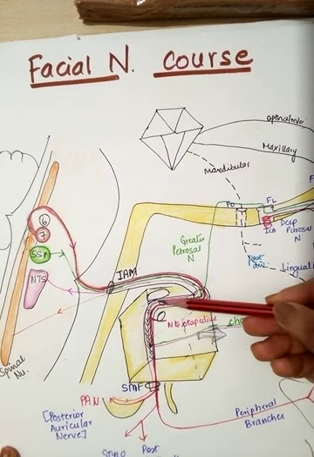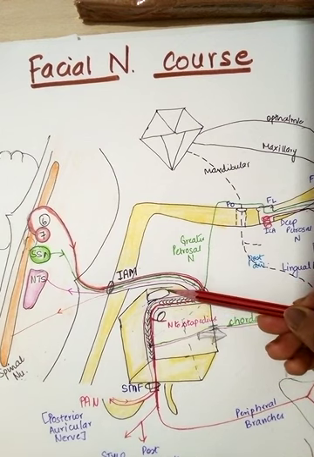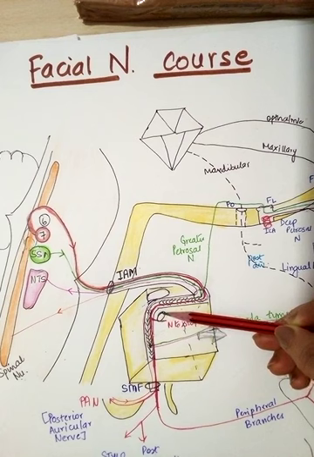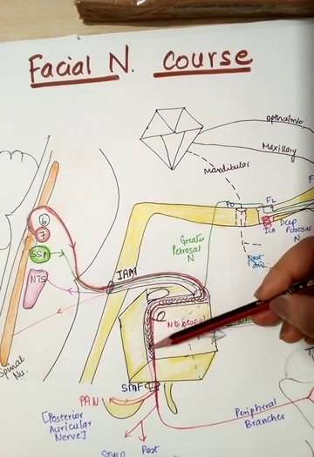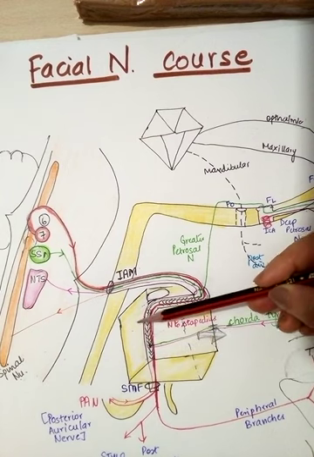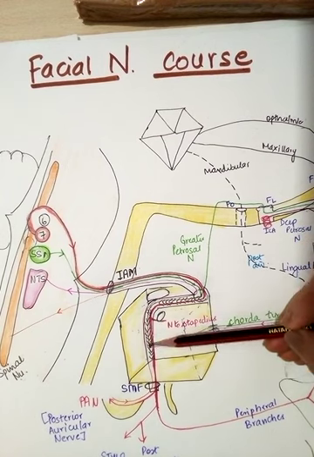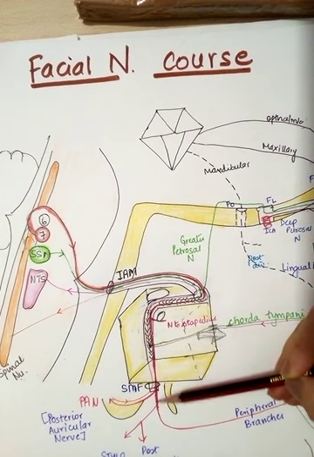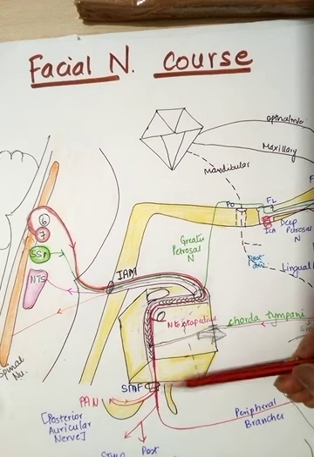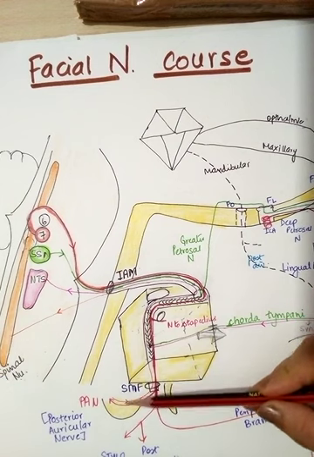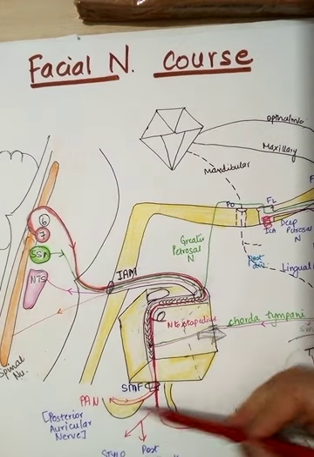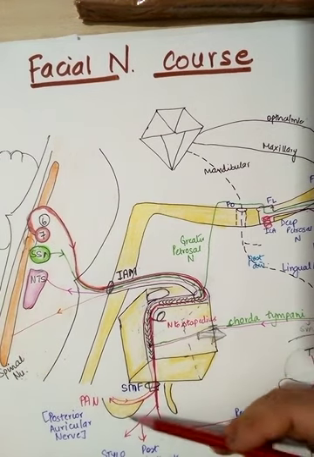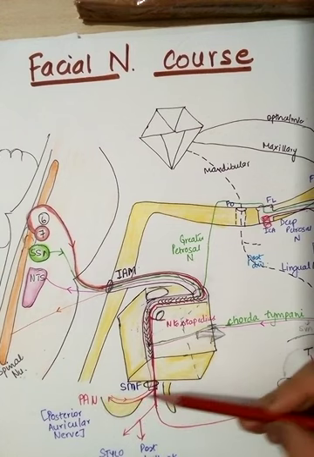Then they go horizontally backwards, lying between the lateral semicircular canal upwards and the oval window downwards, and then they again make a turn and go vertically downwards in the posterior wall of the middle ear, and then they make an exit from the cranial cavity through this foramen, which is the stylomastoid foramen. Why? Because it lies between the styloid process anteriorly and the mastoid process posteriorly.